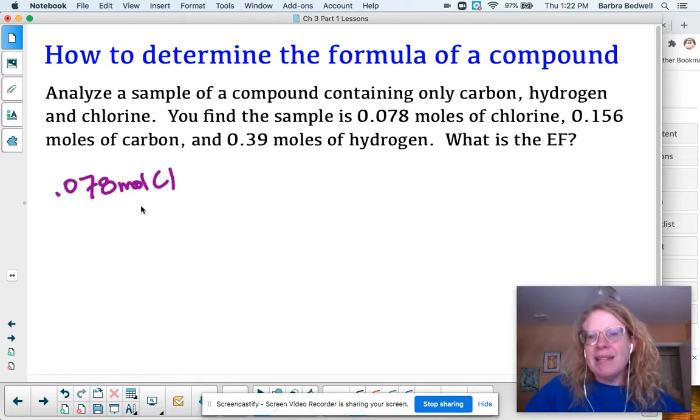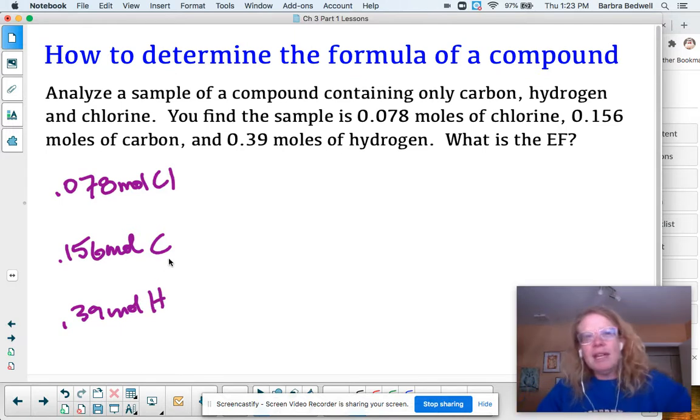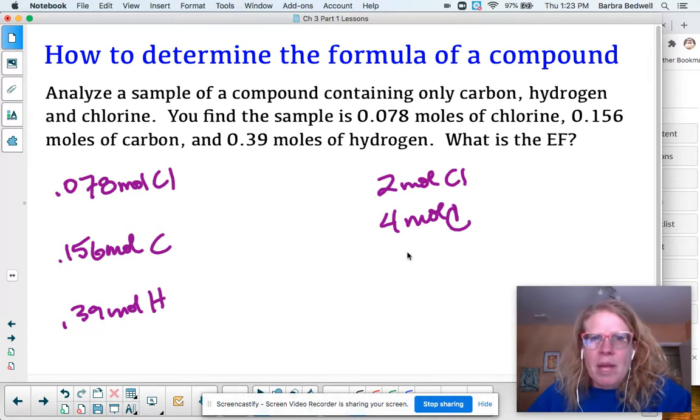This isn't a mass, so I don't have to do anything too scary with this, but it's really hard to tell what the formula is. 0.156 moles of carbon, sorry, I gotta read that, and 0.39 moles of hydrogen. If I had given you some really easy to see numbers, if I'd said that there were 2 moles of chlorine and 4 moles of carbon, this is not the same problem, and 6 moles of hydrogen, it would be really easy to reduce this down, right?